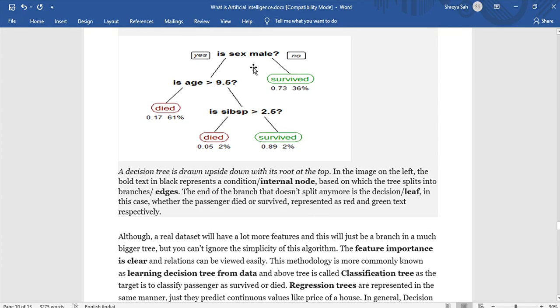And then what are the leaves? These red boxes or green boxes are basically known as the leaves, okay. And what is one feature of the leaf? That it does not split anymore. We can see that there are no more branches from this died or survived, so it does not get split anymore.